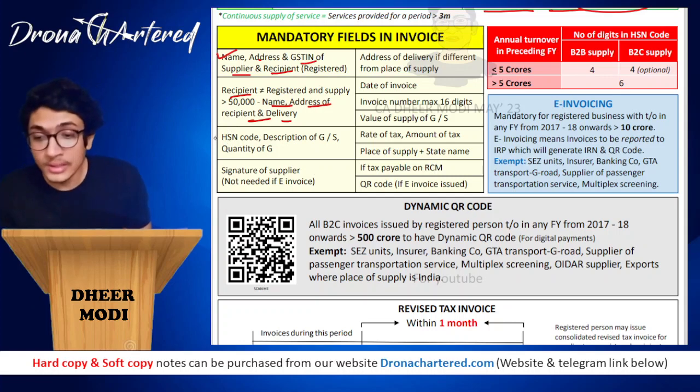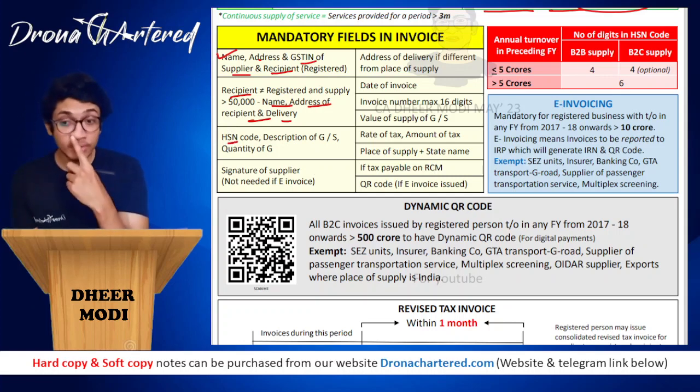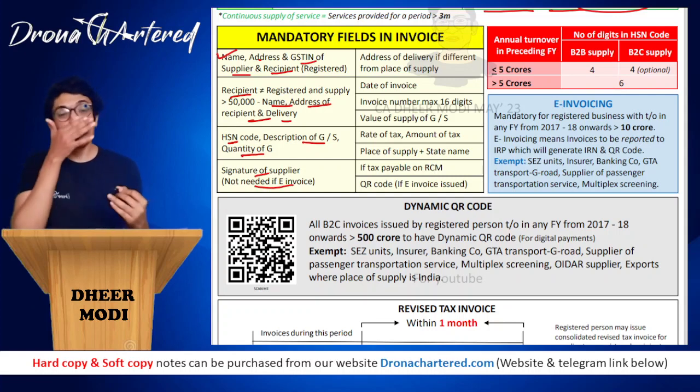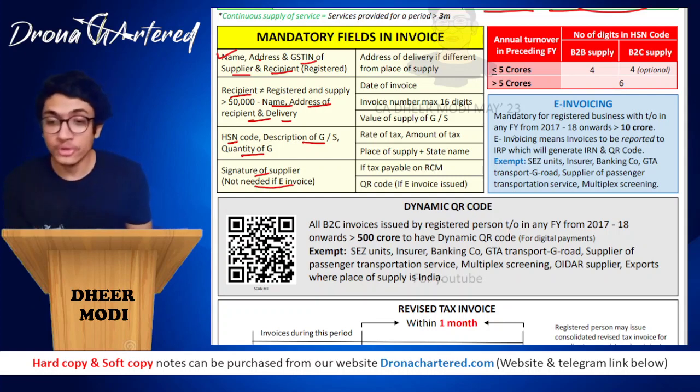Your HSN code, this is the identification for goods and services. Description of goods and services, quantity of goods, this has to be there. Your signature of supplier, not needed if it is an e-invoice. Supplier means the person who is supplying the goods, his signature should be there. Address of delivery, if different from place of supply. If the place of supply is different and the delivery is different, for example your bill to ship to model, in such a case address of delivery also has to be there. Then of course your date of invoice number, which can be maximum 16 digits, this can be an MCQ.